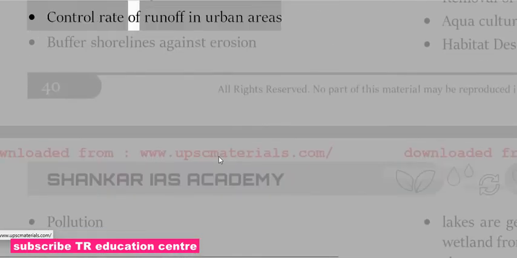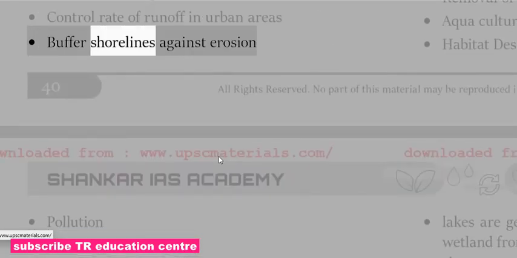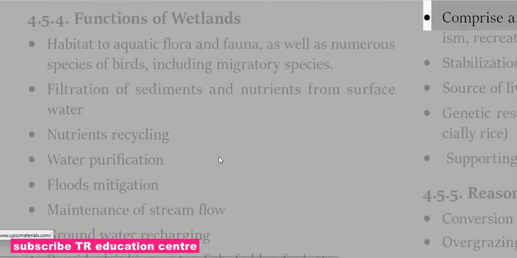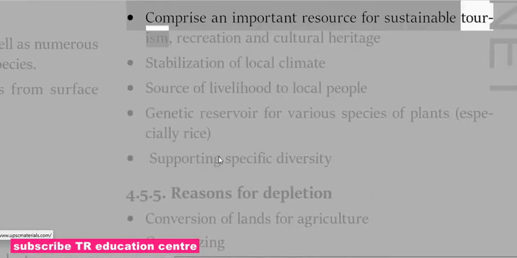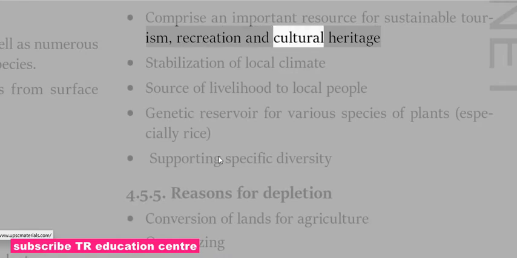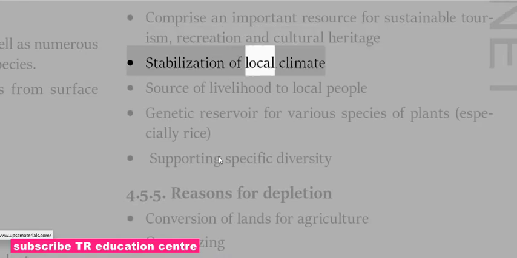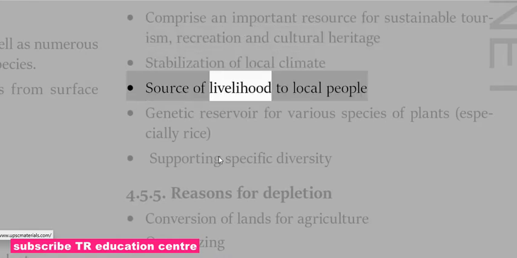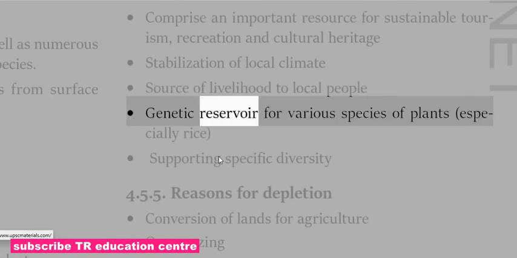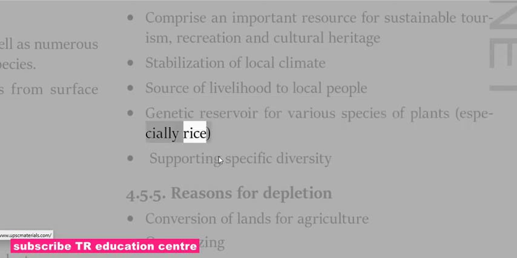Control rate of runoff in urban areas, buffer shorelines against erosion, comprise an important resource for sustainable tourism, recreation and cultural heritage, stabilization of local climate, source of livelihood to local people, genetic reservoir for various species of plants, especially rice, supporting specific diversity.